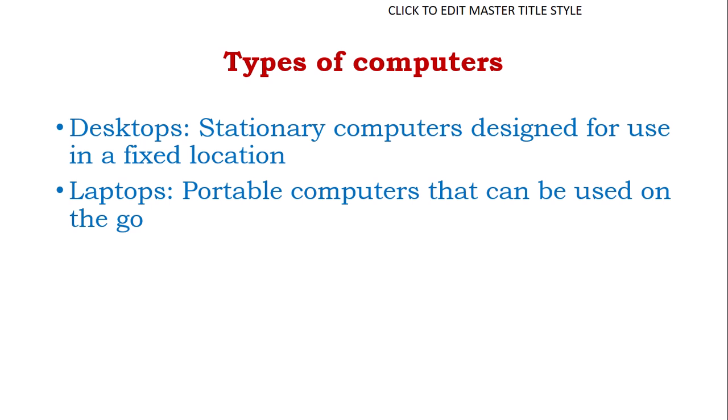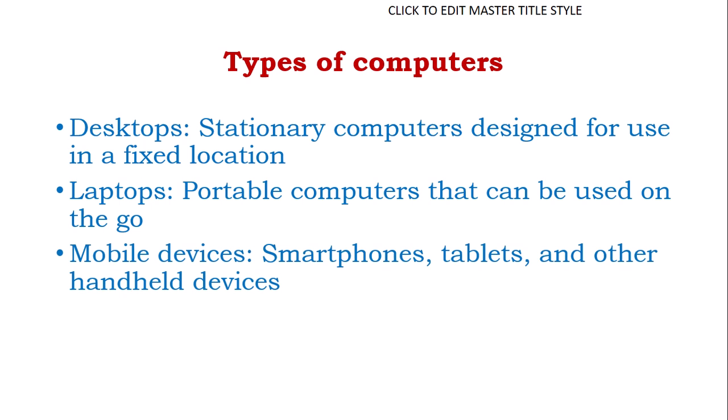Then we have the laptops, portable computers that can be used on the go. Like laptops, you can carry them in your bags and move with them. Then we have the mobile devices: the smartphones, the tablets, and other handheld devices. Among the handheld devices, we have the calculators. By the way, calculators are also computers.